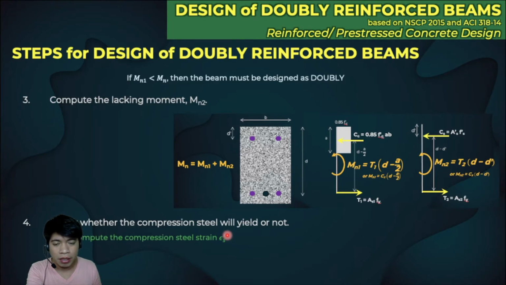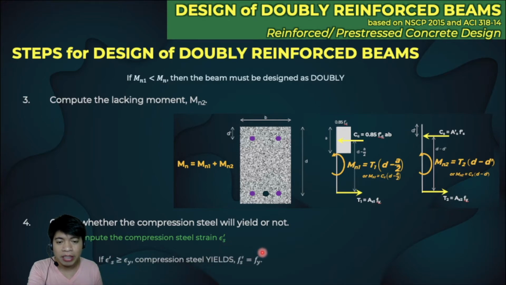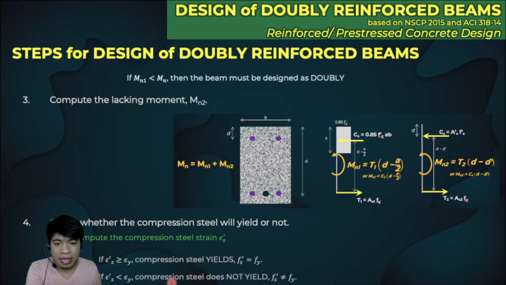So, paano natin siya magagawa? I-compute natin guys yung ating compression steel strain and then i-compare natin siya sa ating yield strain. Ngayon, kung yung ating compression steel strain is greater than or equal sa ating yield strain, then that means the compression steel will yield. So, ang gagamitin natin dito guys na Fs prime will be equal to Fy. Pero kung yung ating compression steel strain is less than sa ating yield strain, then yung ating compression steel will not yield, and ibig sabihin nun, yung ating Fs prime will not be equal to Fy. In fact, yung ating Fs prime must be less than sa ating Fy.